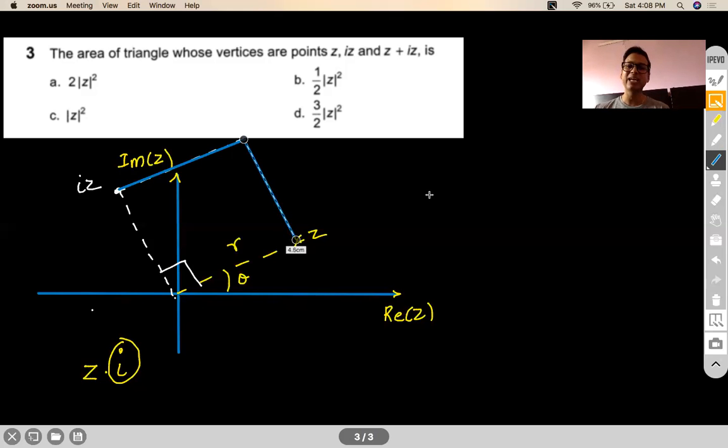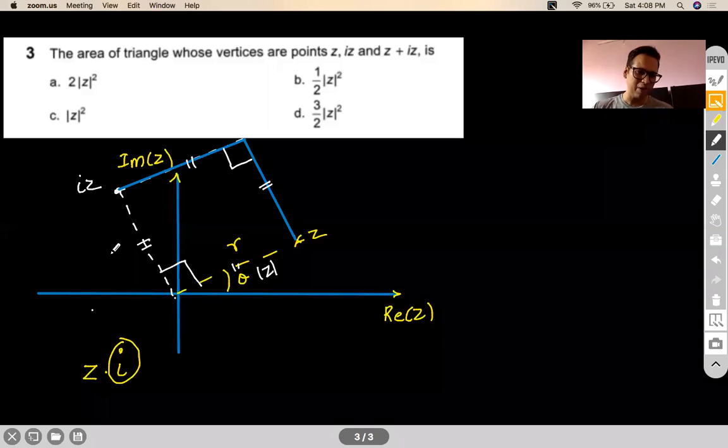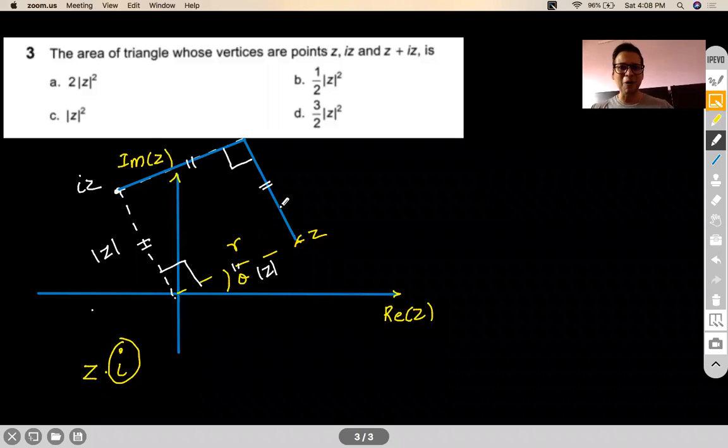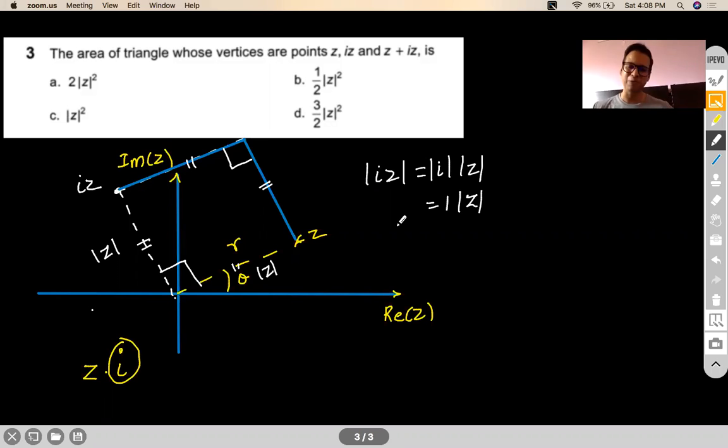By the way, this parallelogram will be a square. Why? Because this length and this length are the same, and this is 90 degrees. So this will be 90 degrees, and this length will also be the same. So if this is mod Z, this will also be mod Z. In reality, mod of IZ is mod Z only, because you'll write mod I into mod Z. Mod I is known to be 1. So 1 into mod Z is mod Z only. So this length will also be mod Z. Okay. So here is our Z plus IZ. I hope you can see that in yellow.